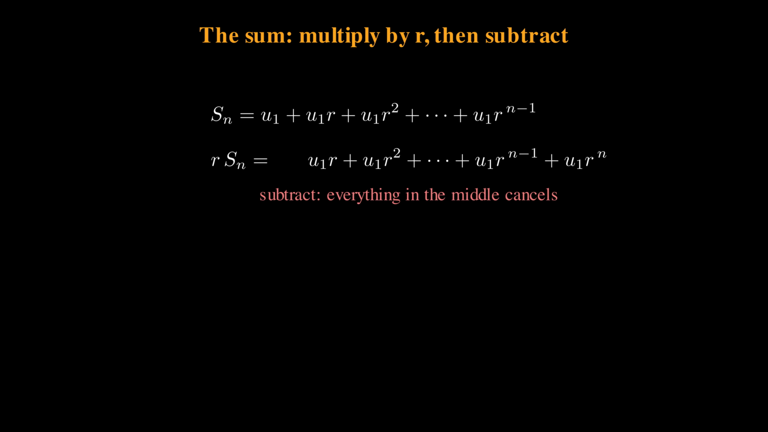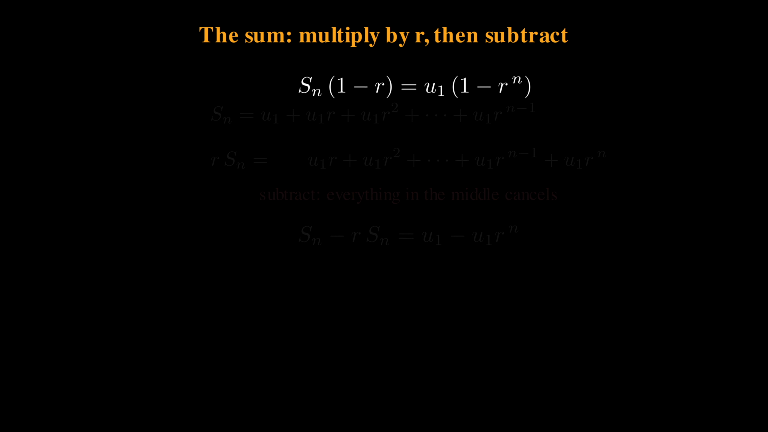Look at the overlap. u1r cancels u1r. r squared cancels r squared. The entire middle collapses. On the left, you're left with u1. And on the right, minus u1r to the n. Everything between vanishes. Factor the left as Sn times 1 minus r, and the right as u1 times 1 minus r to the n. Divide by 1 minus r. And there's your sum formula.